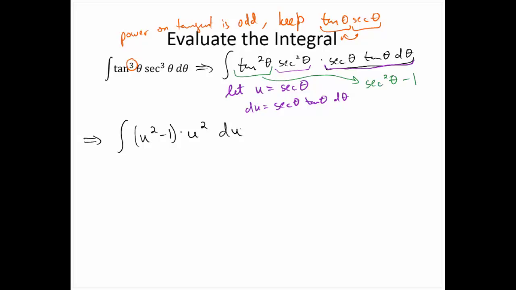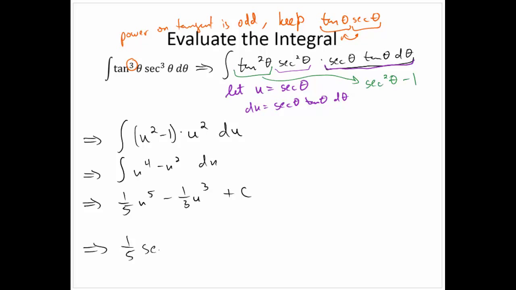And so again, this is entirely algebraic now. And so this becomes the integral of u to the fourth minus u squared du. So that's 1/5 u to the fifth minus 1/3 u cubed plus the constant. And now substituting back in terms of the original variable, I'd have 1/5 secant fifth theta minus 1/3 secant cubed theta plus a constant.